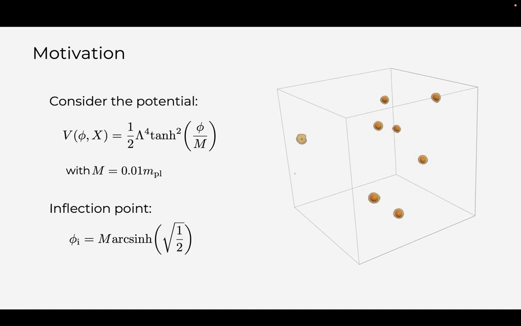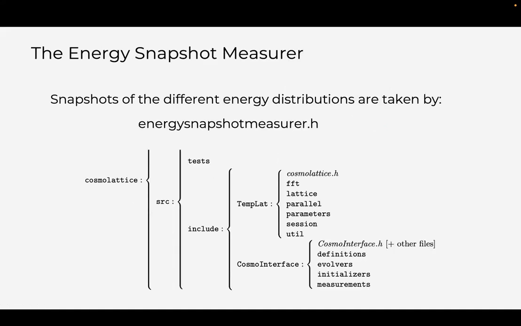So sometimes it's useful to output your snapshots or your lattice and study your box and see what phenomena happen. So what you see here are the energy densities and different contours of it. We come back to that later. Once again. Okay, now these snapshots are taken in CosmoLattice by the energy snapshot measurer.